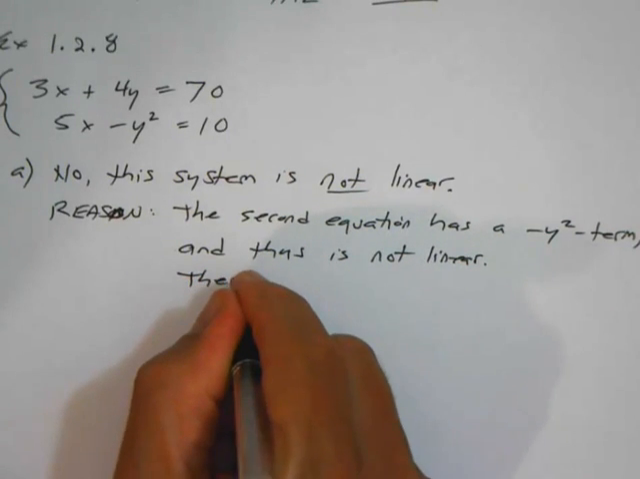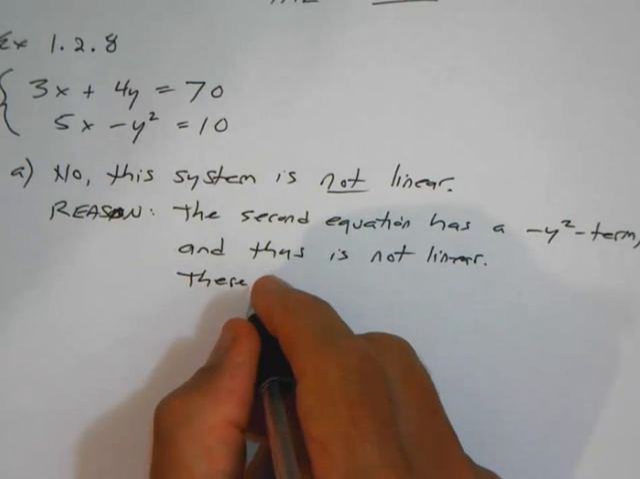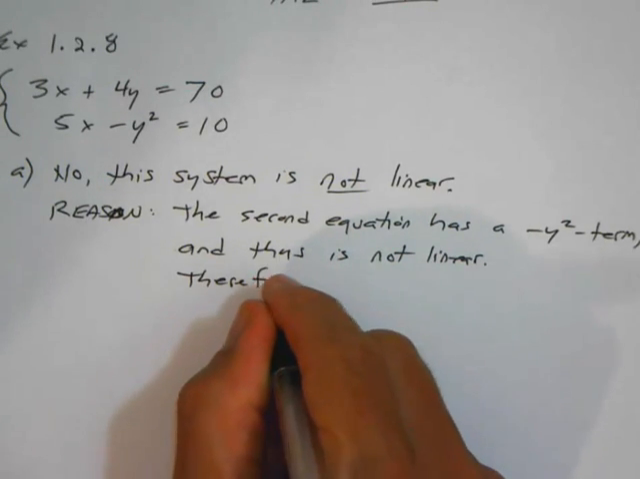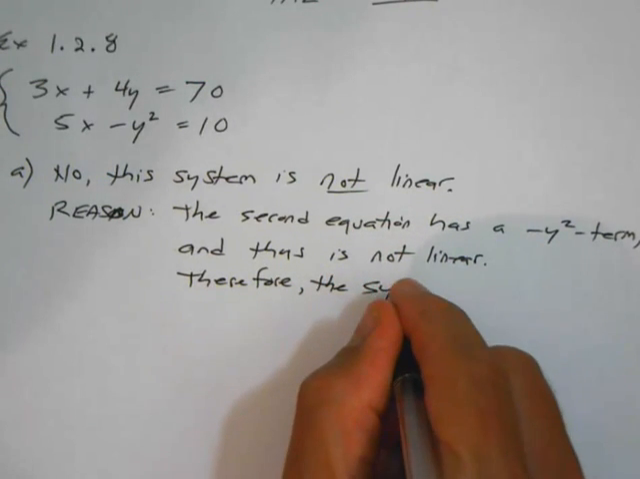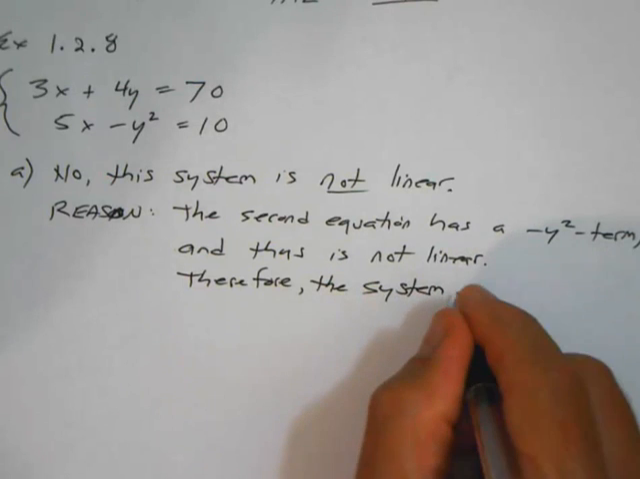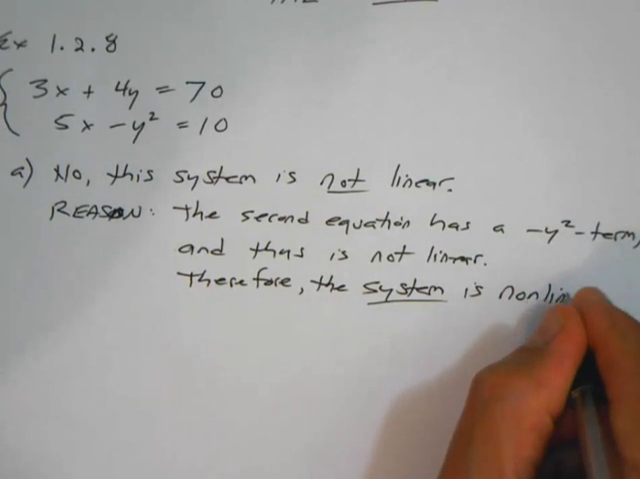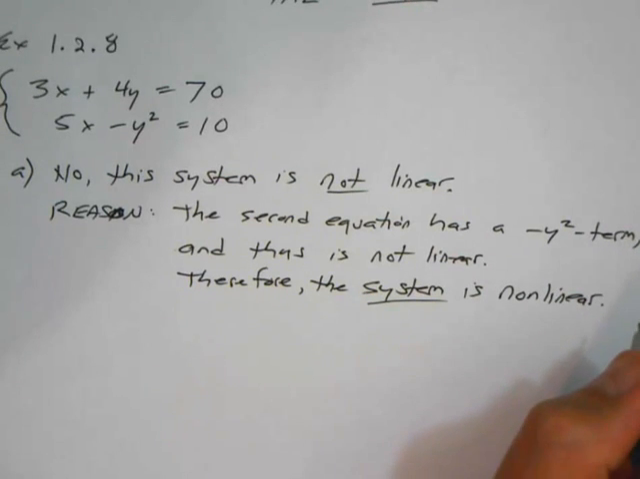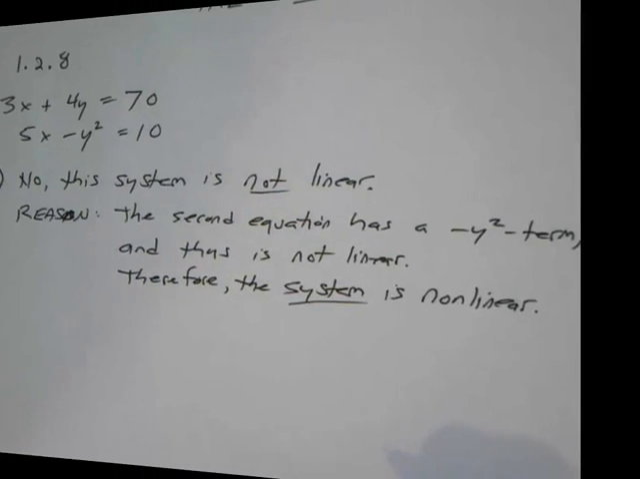And once you have an equation being nonlinear, the entire system is nonlinear automatically. So therefore, the system is nonlinear. Alright, under these conditions, we are not responsible for solving the system as it is not a linear system, two variables. So we're done.